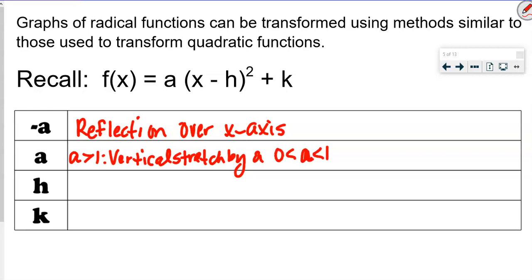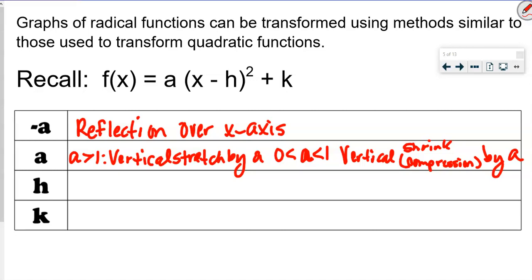Now, if a is between 0 and 1, which means it's a fraction or a decimal, okay, then it's going to be a vertical shrink, or we call compression. So we're going to say shrink, compression. They're interchangeable terms, y'all. Again, by a. Now remember, if this is the case, then a is going to be a fraction, okay?